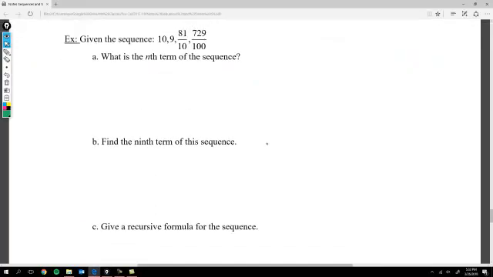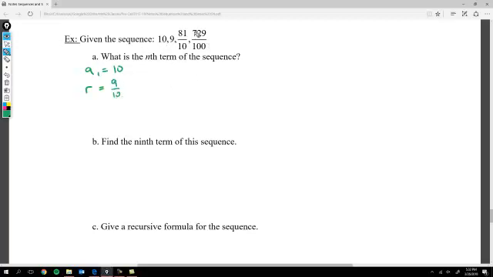So I'm given a sequence, kind of ugly, and I'm asking you to find the nth term of this sequence. Well, in order to find the nth term, I need a couple things. I need my first term, and I need my common ratio. In order to find my first term, I just look at it, it's 10. In order to find my common ratio, I just need to divide any number by the number right before it. The easiest one to do would be 9 divided by 10.